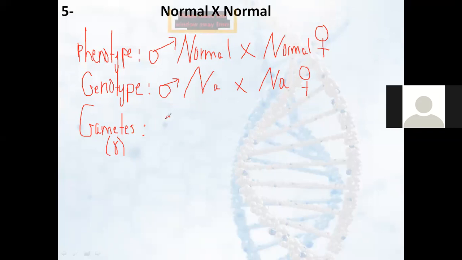Now, 50%, and you have to put it inside the symbol. So here, you have to put an N 50% and an A 50%, very good, inside the male. So if I want to do it in a proportion, what shall I do?